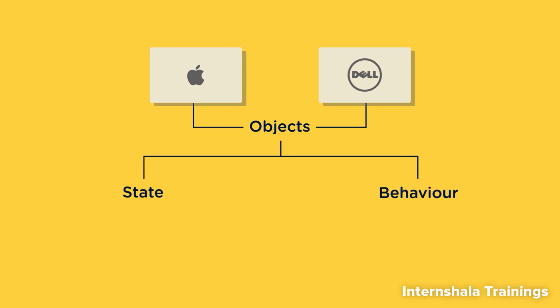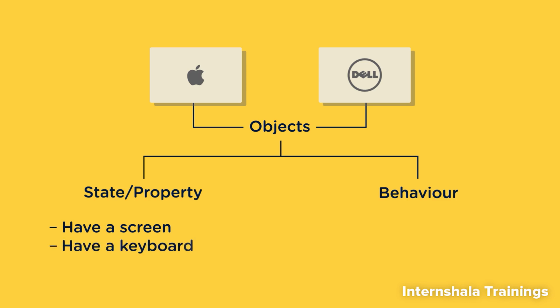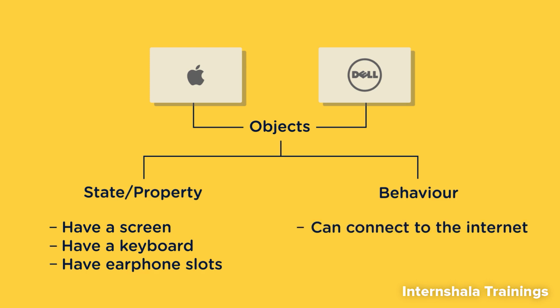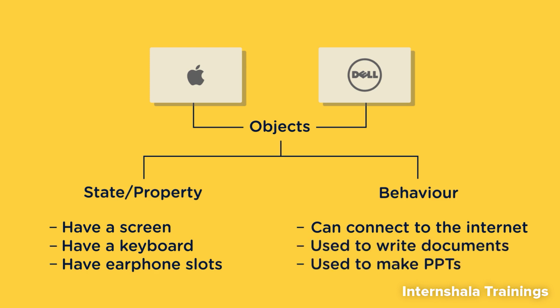So, the state of an object is the property of an object. For example, the property of this Dell laptop is that it has a screen, and so does this MacBook. Also, we can say that they both have a keyboard and earphone slots. So these are the properties of these two objects. Next, the behavior of these two laptops is that they are used to connect to the internet and they can both be used to write documents or make PPTs, etc.